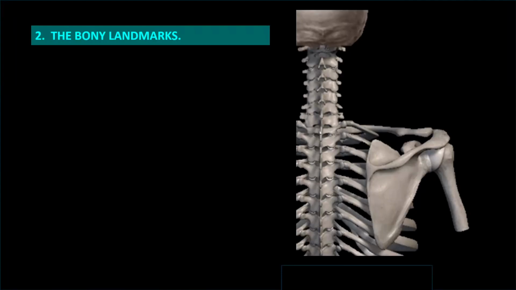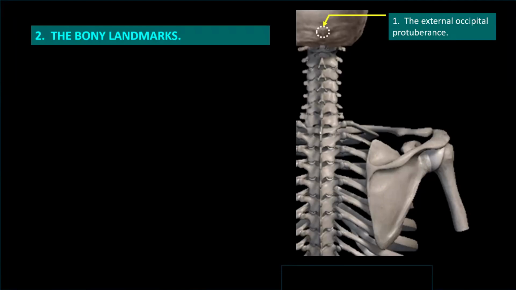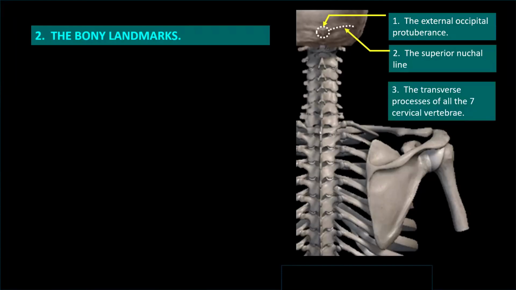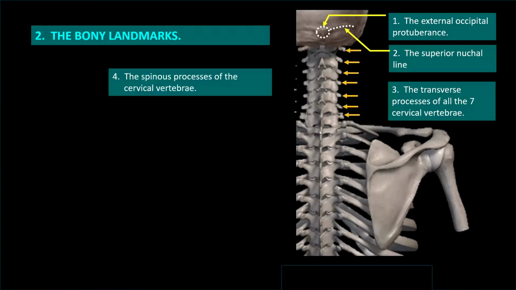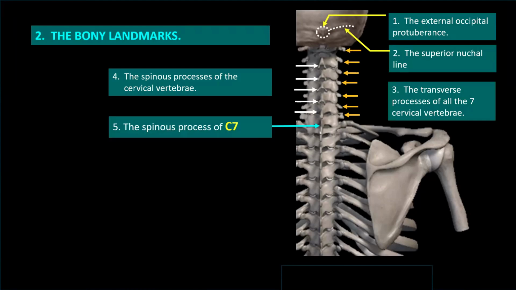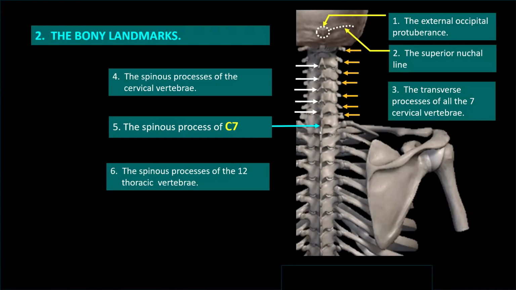2. The bony landmarks. 1. The external occipital protuberance. 2. The superior nuchal line. 3. The transverse processes of all the 7 cervical vertebrae. 4. The spinous processes of the cervical vertebrae. 5. The spinous process of C7. 6. The spinous processes of the 12 thoracic vertebrae.